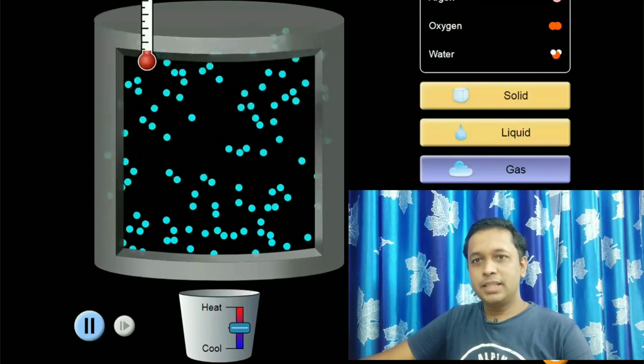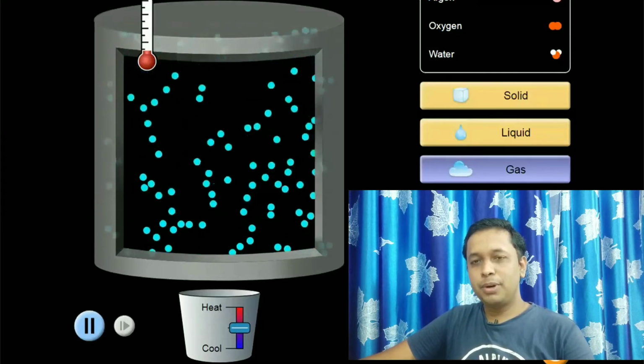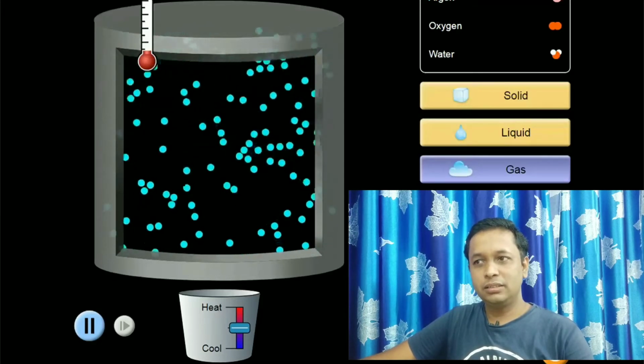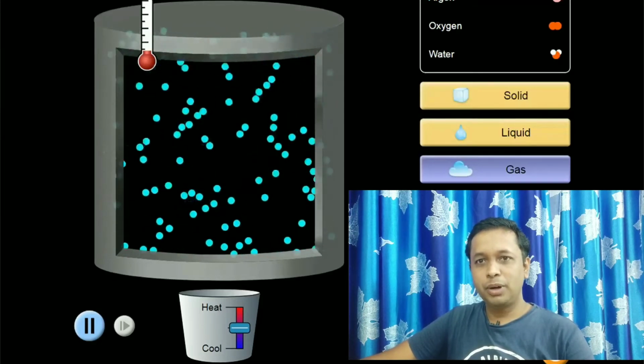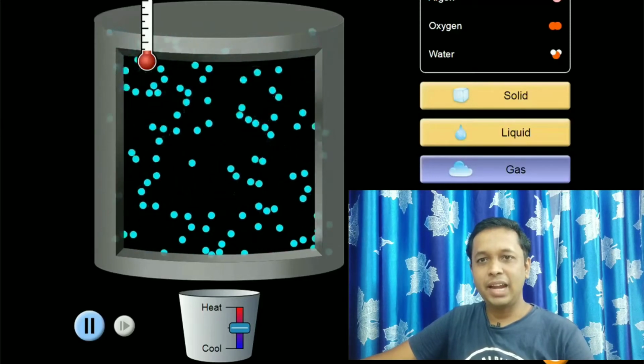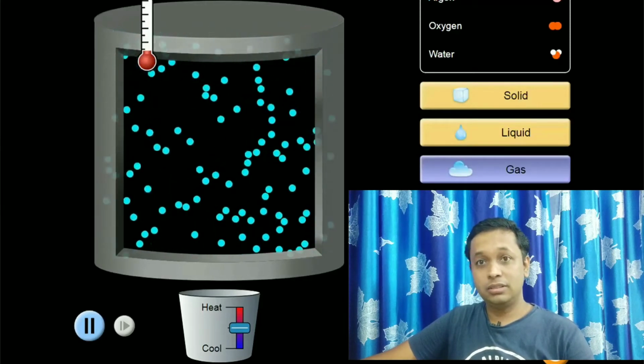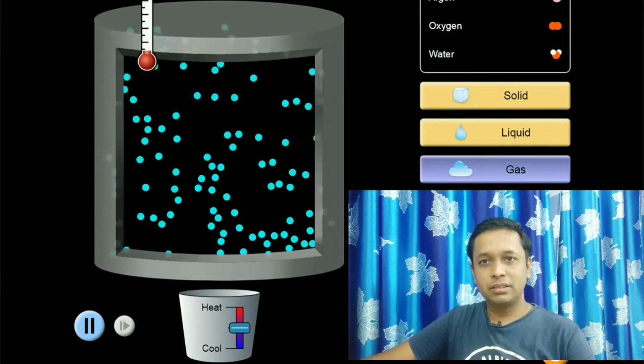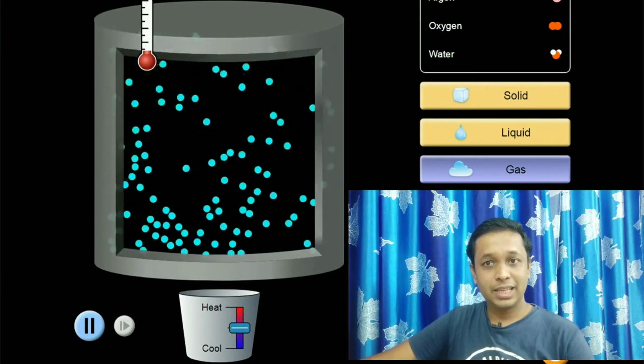But what about the gaseous particles? Gaseous particles have no shape. They can move freely. The particles have the highest kinetic energy, more than solid and liquid. So these are the characteristics of gaseous states.